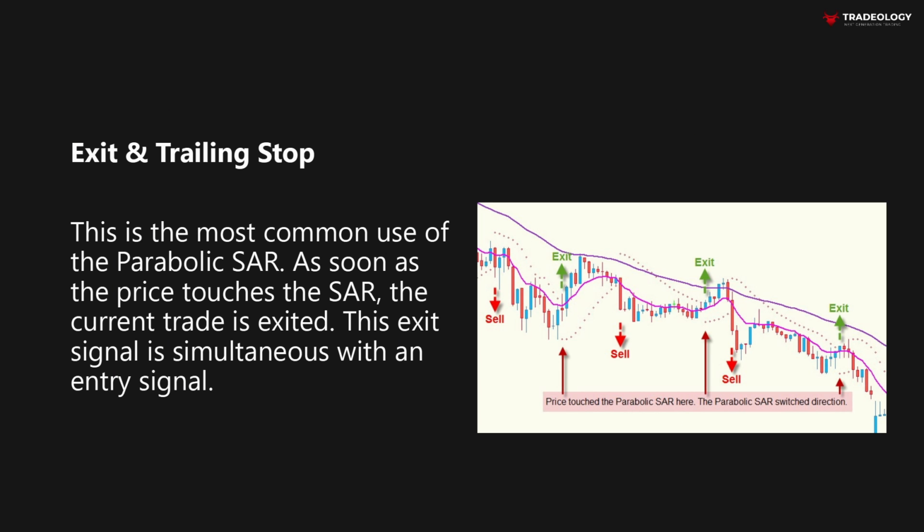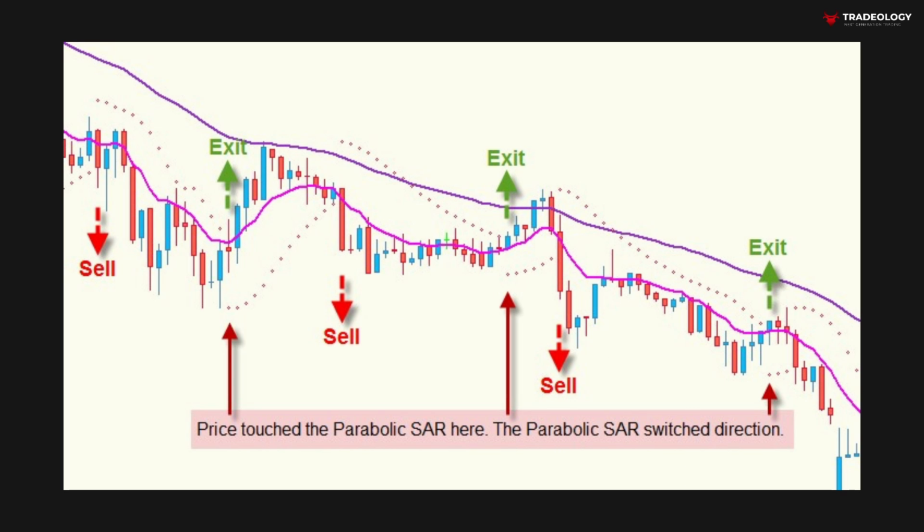Let's look at the exit and trailing stop situation. This is the most common use of the parabolic SAR. As soon as the price touches the SAR, the current trade is exited. This exit signal is simultaneous with an entry signal. So in the image, we can see the price touched the parabolic SAR where indicated, and the SAR switched direction.